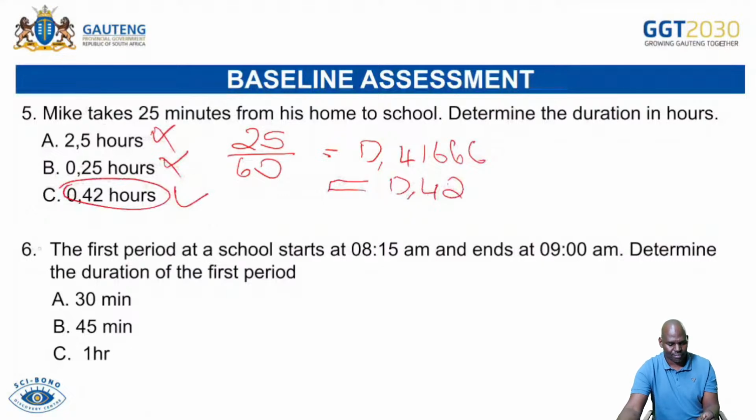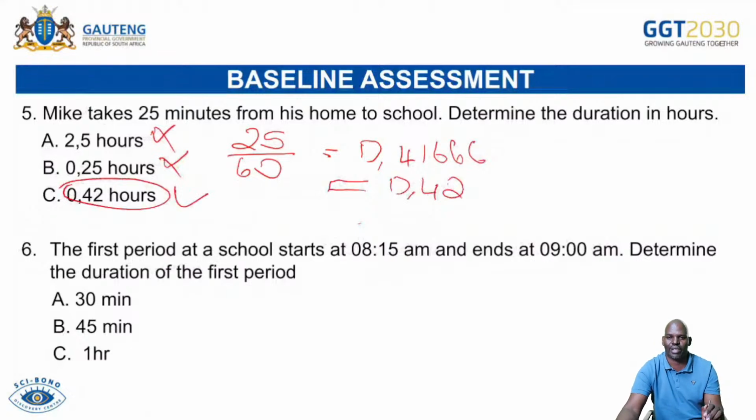Then the next question, number 6, still under baseline. We are checking what you know and what you don't know. The first period at the school starts at 8:15 a.m. So it's 8:15 in the morning and ends at 9 o'clock a.m. in the very same morning. Determine the duration of the first period. How long is the first period? If it starts at 8:15 and it ends at 9 o'clock.